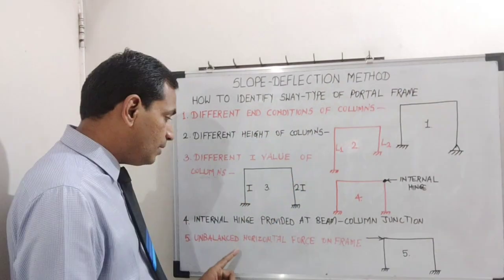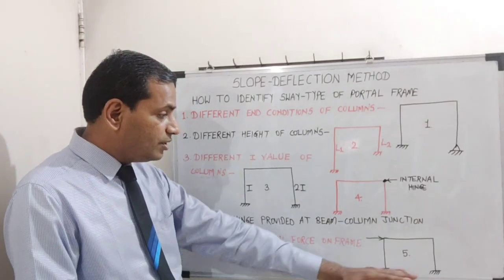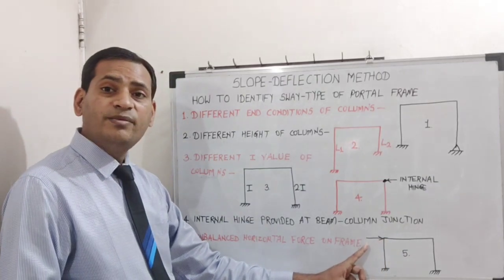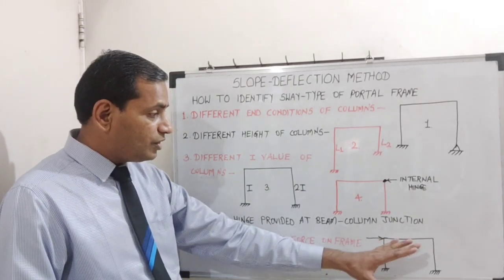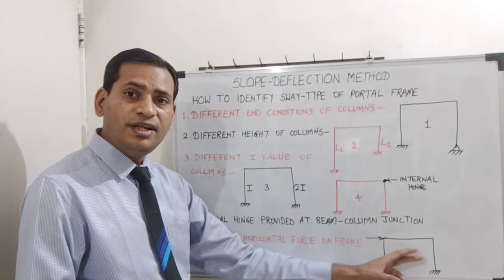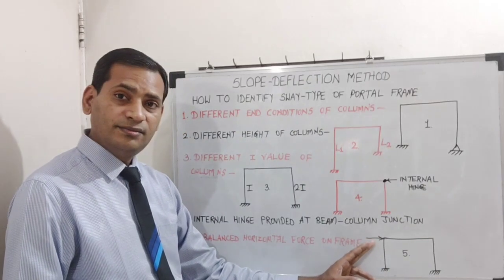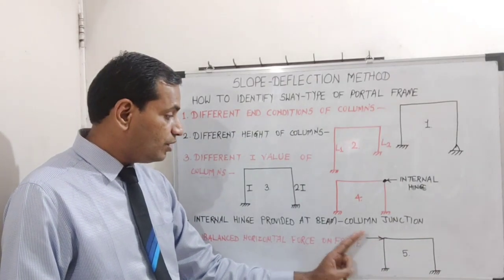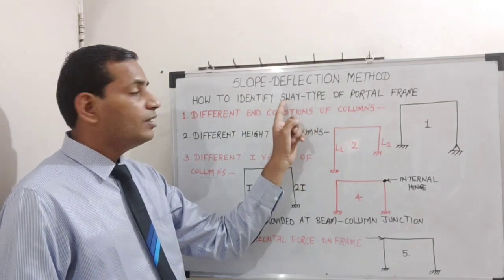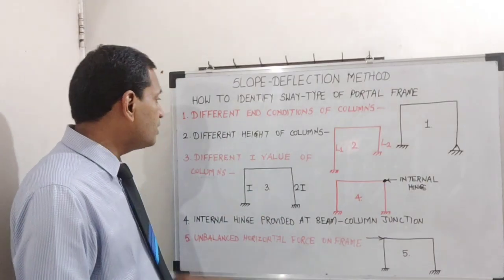The fifth condition is unbalanced horizontal force on the frame. Everything else is the same, only the loading is not symmetric. Geometrically the frame is symmetric, the I values of columns are the same, end conditions are the same, cross-sectional areas are the same, but the horizontal load is unbalanced. If an unbalanced horizontal force is there on the frame, this frame will qualify as a sway type of portal frame. So these are the 5 conditions.